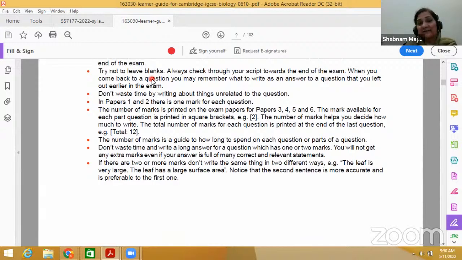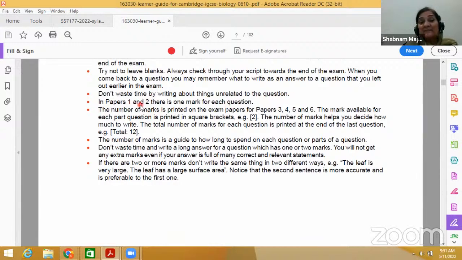So try not to leave blanks. Always check through your script towards the end of the exam. When you come back to a question, you may remember what to write as an answer to a question that you left out earlier in the exam. Don't waste time by writing about things unrelated to the question.